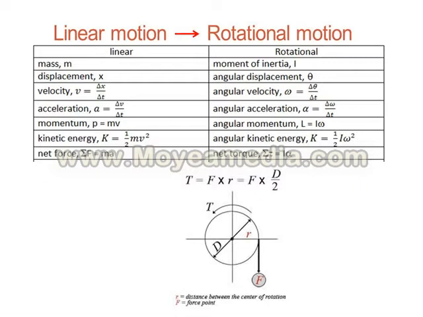acceleration equivalent to angular acceleration alpha. Momentum in a linear system is given by P equal to mv, whereas in rotational system, angular momentum is given by moment of inertia times angular velocity, I omega. Kinetic energy is half mv square in a linear system, whereas it is half I omega square in a rotational system. The force F equal to ma in a linear system is equivalent to torque, I times alpha, moment of inertia into angular acceleration.